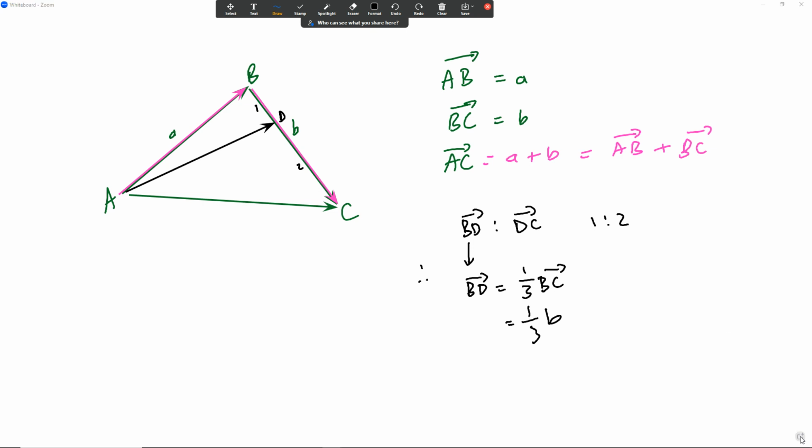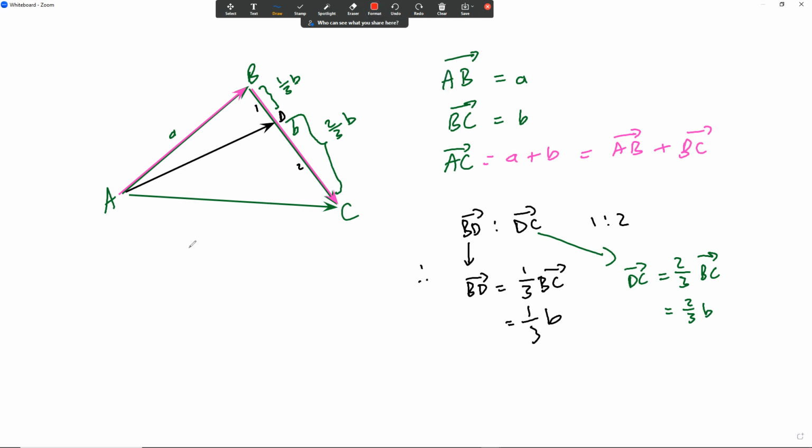Before we look at another example, let's look at firstly getting DC actually. DC over here is going to be 2/3 of BC, and that's going to be 2/3 of B. So that means this part over here is 1/3 times B, and this part over here is 2/3 times B, because when you add them up, it's going to be B in total.